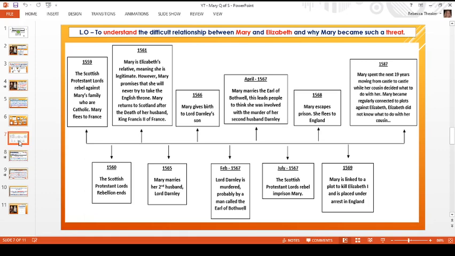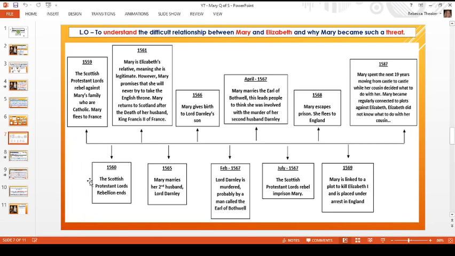Okay, so your timeline should look a little bit like this, hopefully, although I've done it sort of up, down, up, down, up, down, up, down, which you might not have done it that way. But either way, this is the correct order, so I'm going to go through these now. The first one you should have had is this one, 1559. The Scottish Protestant lords rebel against Mary's family, who are Catholic, and Mary Queen of Scots flees to France. While she's in France, she marries the King of France. So Mary Queen of Scots' first husband was King Francis of France.